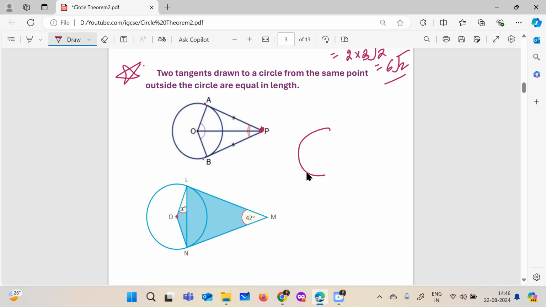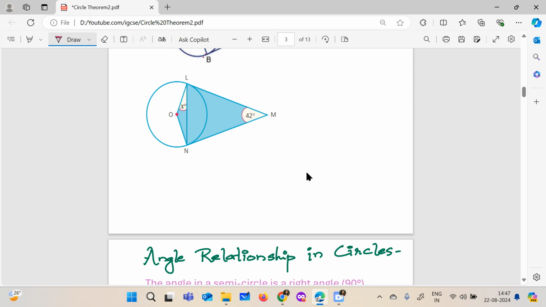Yes, Miss. When you have an external point, a circle, and tangents drawn like this, this and this tangent length will be equal. I hope this is clear. I guess this is the easiest one. Yes, Miss. Now let's work on this question. There is a question based on this property.